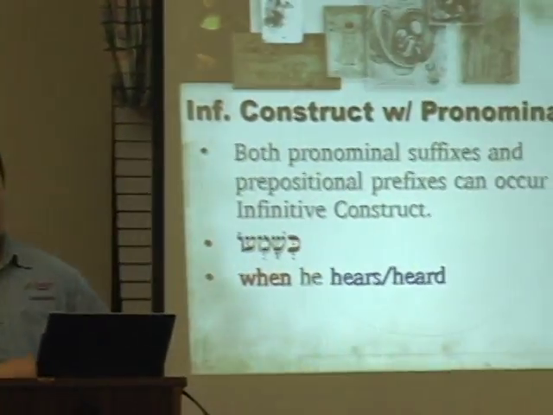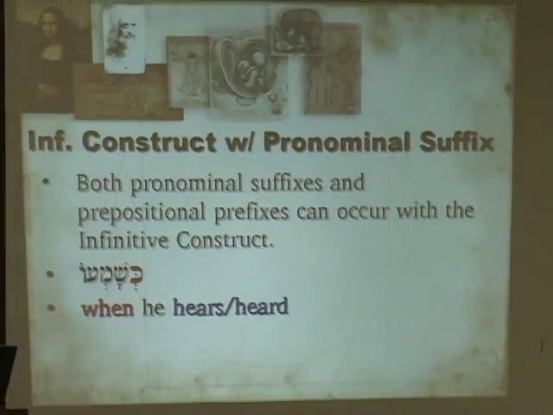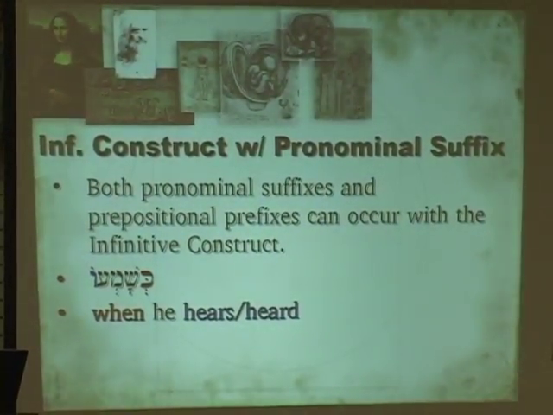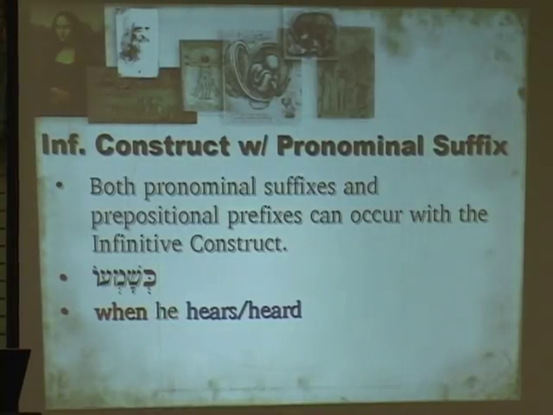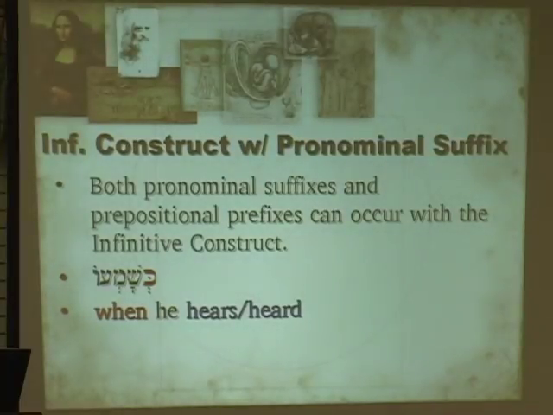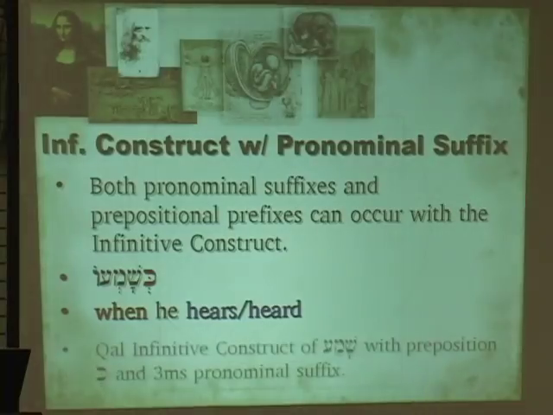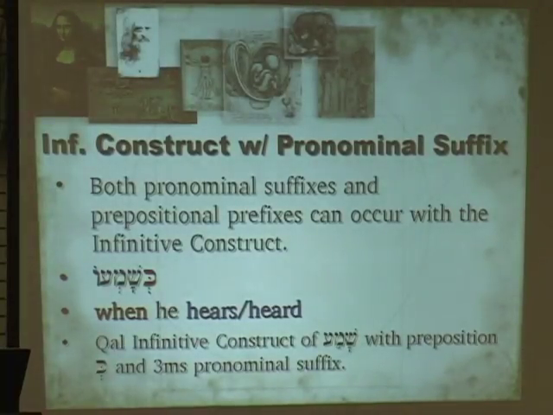let's look at the color scheme. Kesham'o. See, there's a prefix, or rather preposition, ke, added to the infinitive construct plus the pronominal suffix, right? So it will be translated as when he hears or heard. Right? So it will be parsed as qal infinitive construct of shama' with preposition ke and third masculine singular pronominal suffix.